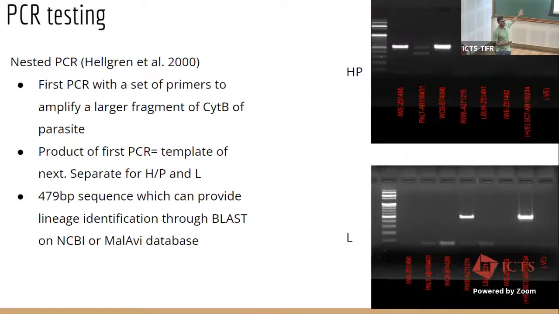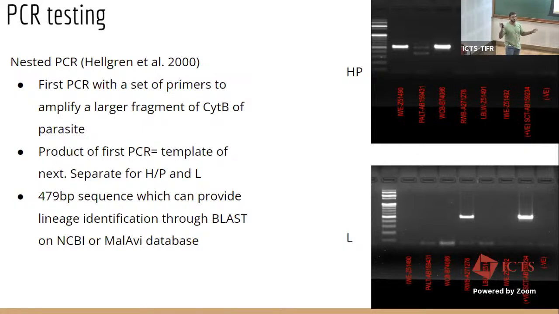And then you have nested PCRs. So what you do, there is a first PCR where, with a certain primer, you amplify a larger fragment of cyt b within the parasite genome, which is embedded in the blood sample of a bird genome. And then you take the product of that first PCR as a template for the second PCR, and that will increase the chances of amplifying the actual parasite DNA, that actual fragment of 417 base pair sequence of cyt b. And then there is a huge amount of database available on NCBI, and there is something called the MalAvi database, that is just opposite of avian malaria, AVMAL, MalAvi. But that database has all the data on all three hemosporidians, Haemoproteus, Plasmodium and Leucocytozoon.